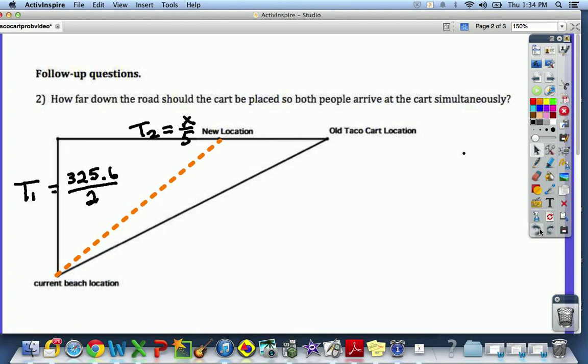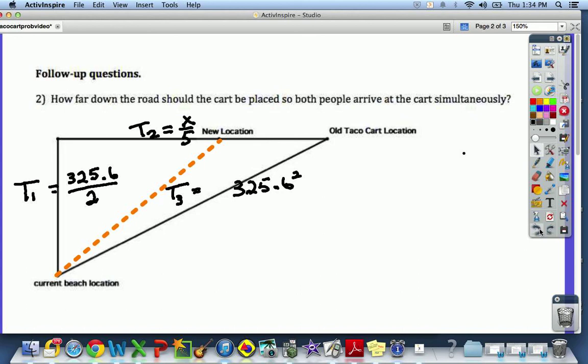Next, we need to consider time 3, which would be the time to travel along the route from the current beach location to the new location of the taco cart. Well, again, first the distance will have to be calculated, but that time can be calculated using the distance over the rate.